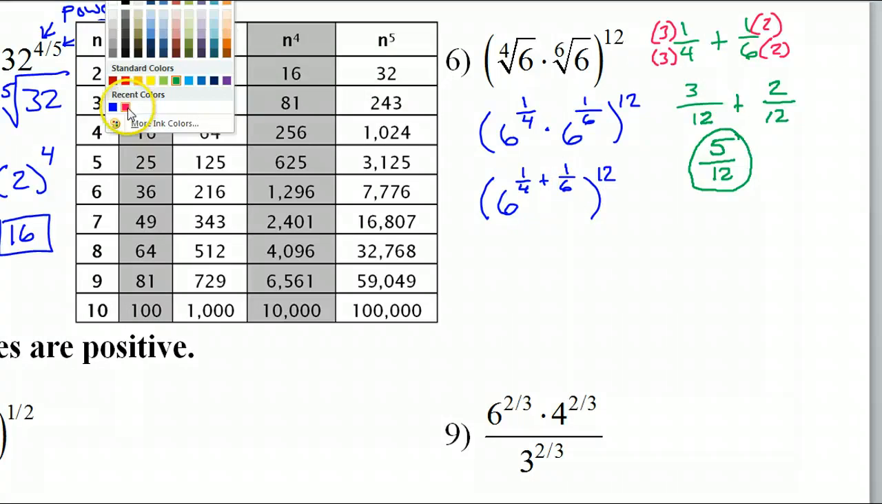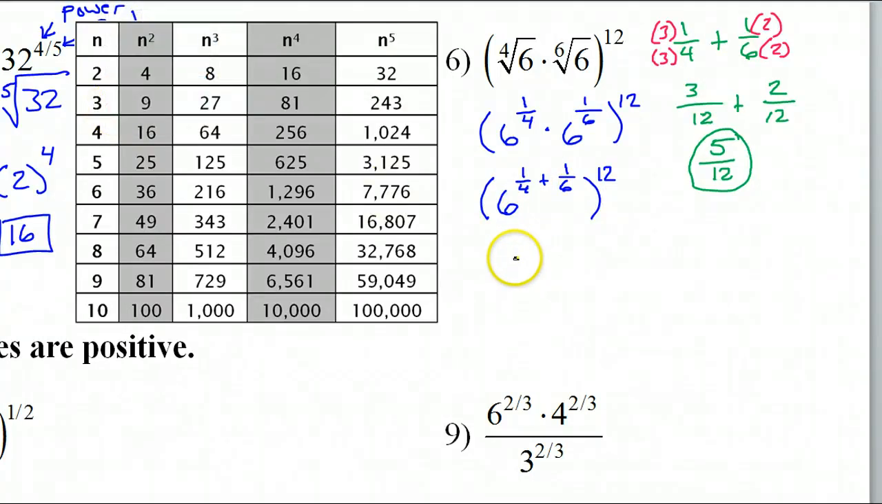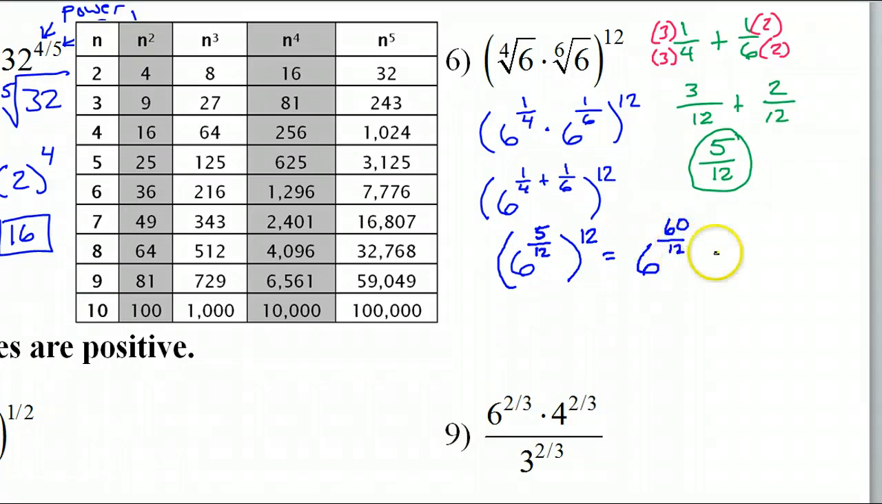So for that reason, on the inside here, we have 6 to the 5/12 power. And then that is raised to the 12th power. Now I could multiply 5 times 12 and get 60. Basically I'm saying I would skip this step, okay? 5 times 12 is 60, so this would be like 60 over 12. And I know that 60 divided by 12 is 5. So this would be 6 to the 5th power.